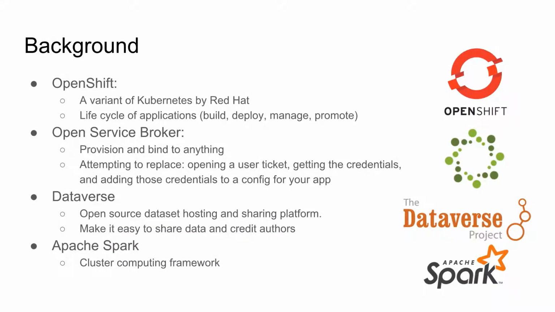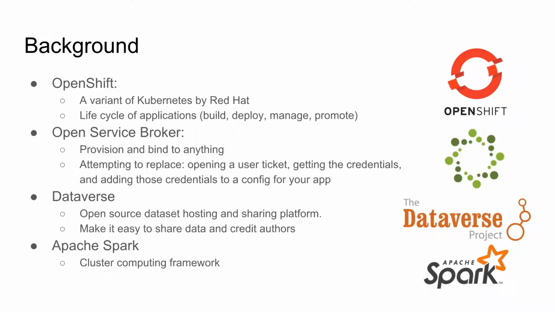So, a background for some of the platforms and tools we're talking about here. OpenShift is a variant of Kubernetes by Red Hat. It's a container orchestration platform that helps to maintain, build, deploy, manage, and promote applications. It helps you manage your containers in a unified platform. The Open Service Broker specification allows your applications to provision and bind to anything. It's attempting to replace the old method of connecting to services, which was very tedious and too invasive.